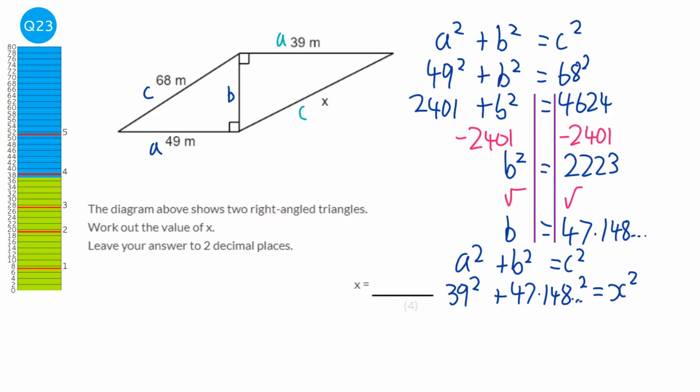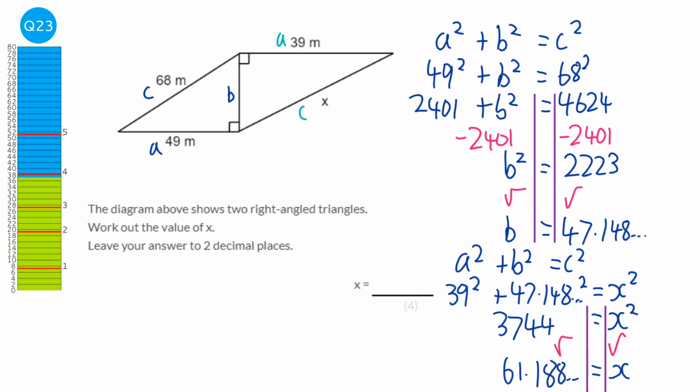Okay, so we need to square that. So we do 39 squared plus 47.148 squared, and that will be 3,744 equal to x squared. And we just get our lines in because we need to square root both sides, and we get 61.188 and so on is equal to x. It says it wants two decimal places, so that would be 61.19.